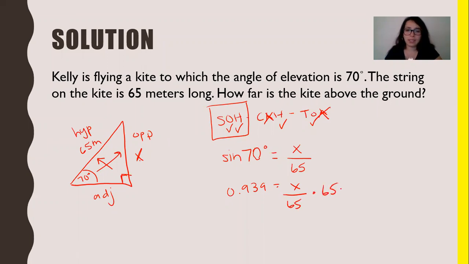I multiply each side by 65, and that gives us 61.035. Okay, I'm going with your judgment. And that leaves me with X by itself. And so we know that it's about 61 feet. That's how high up the kite is. Okay, and that's my answer.